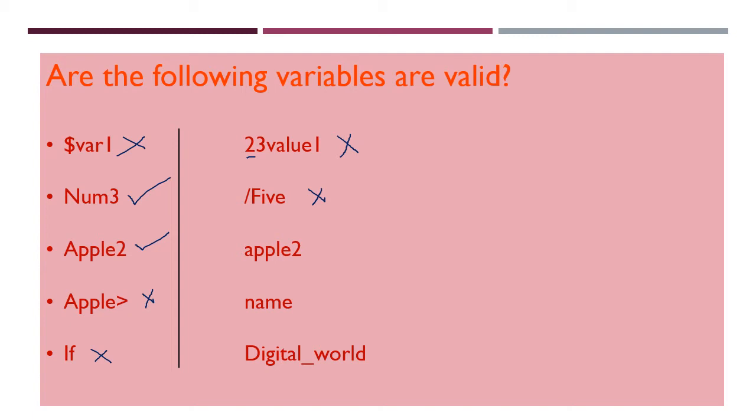Is this valid? Apple2. Yes, this is a valid variable name. And next one is name. Is this a valid variable? Yes. Next one, digital_world. Is this a valid variable? Yes. See, in the variable names, underscore is allowed, dollar symbol is allowed, both uppercase, lowercase and numbers are allowed, right? Is this clear?